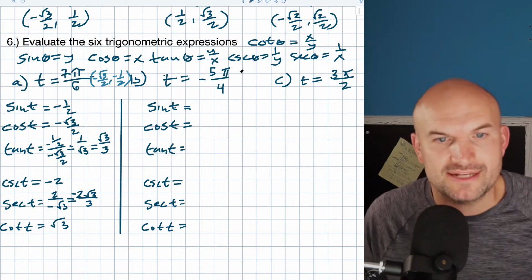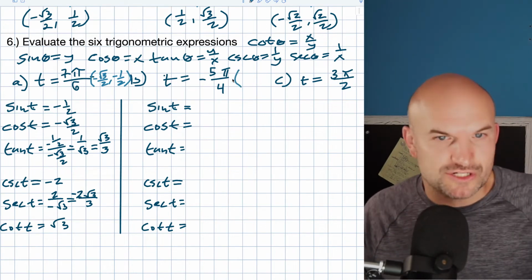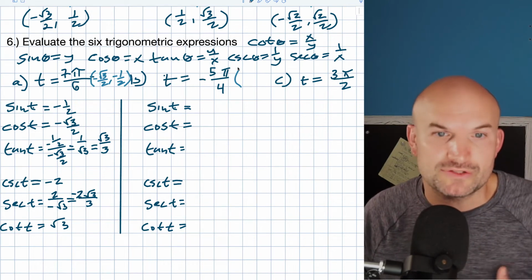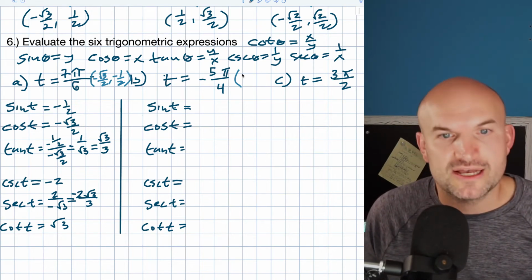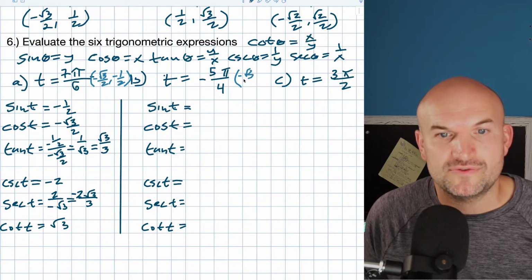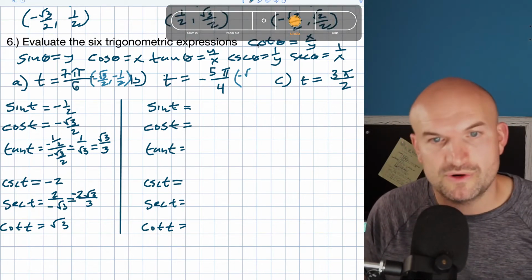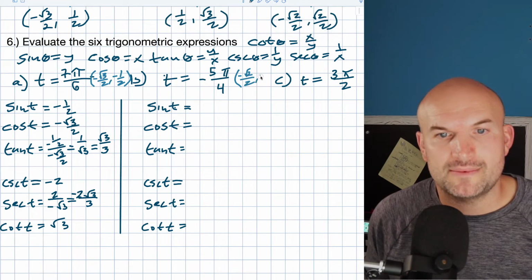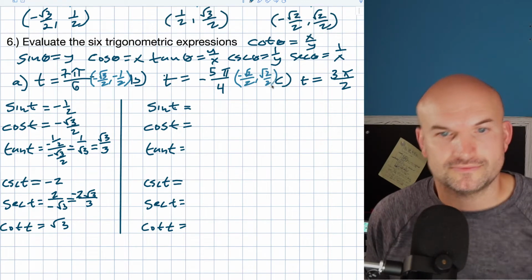So that's going to be in the second quadrant. The reference angle is going to be pi over 4. So that angle is square root of 2 over 2, comma square root of 2 over 2. But since it's in the second quadrant, my x is negative. So that's a negative square root of 2 over 2, comma square root of 2 over 2.